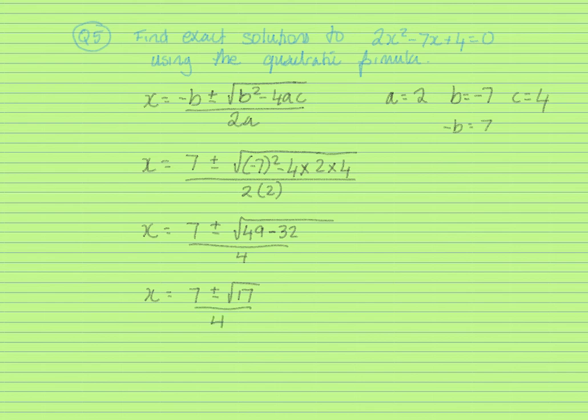And we're asked to leave it in exact. We can't simplify that surd anymore, so it's just 7 plus root 17 on 4, or 7 minus root 17 on 4. And that would be your answer. If you were asked for 2 decimal places, you'd have to convert them to decimals, but we were asked for exact. So these two answers are exact.